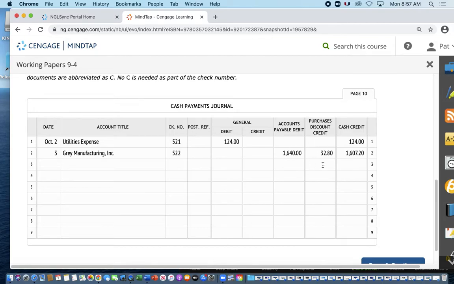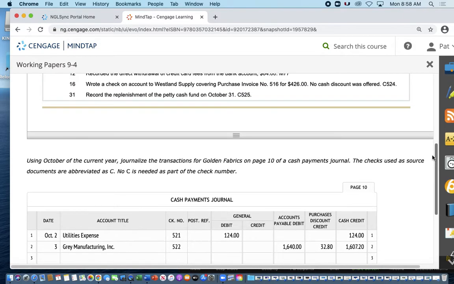Do you remember? We always will list the purchase discount. We will never list it when it's a trade discount, for whatever reason. Are you guys okay with this transaction? The debit of $1,640 is the bill. We're not paying all of it, but we have to show why we're not paying all of it. We're taking advantage of that discount.